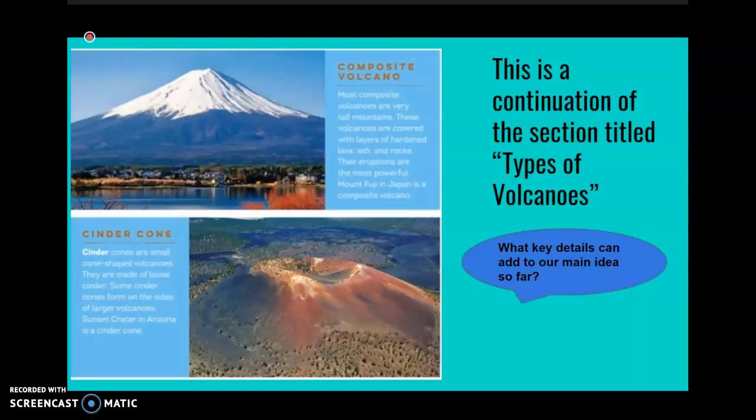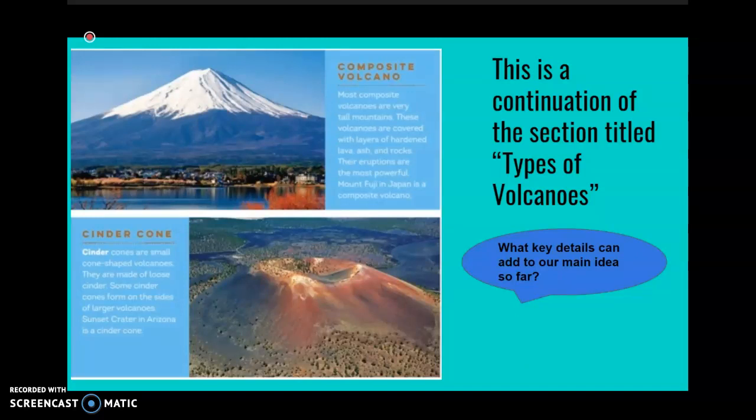Cinder Cone. Cinder cones are small cone-shaped volcanoes. They are made of loose cinders. Some cinder cones form on the sides of larger volcanoes. Sunset Crater in Arizona is a cinder cone.